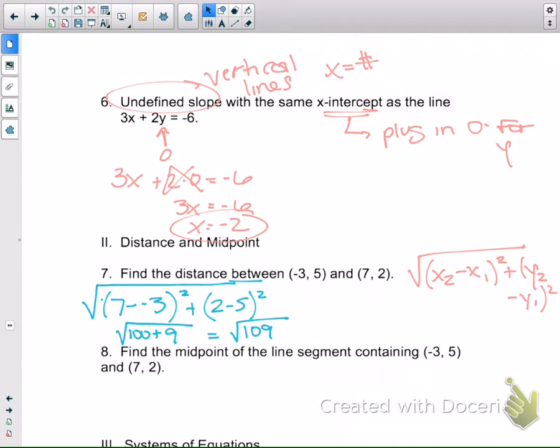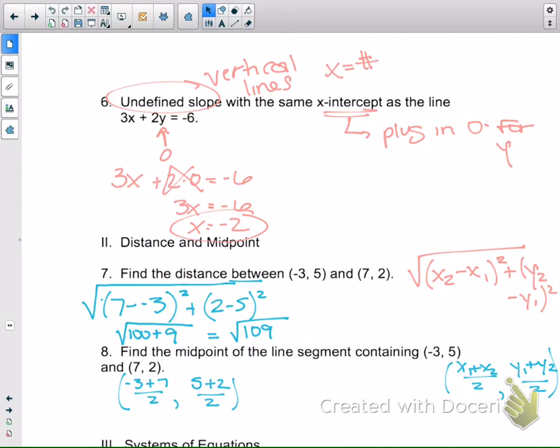All right, midpoint. Midpoint formula is the last formula we're talking about today. That one is an average: x1 plus x2 over 2, comma, y1 plus y2 over 2. Remember, midpoint is actually an xy point, so you're getting 2 numbers for these, an x and a y, separately. So in this case, we're going to add our x's: -3 plus 7 divided by 2. We're going to add our y's: 5 plus 2 divided by 2.